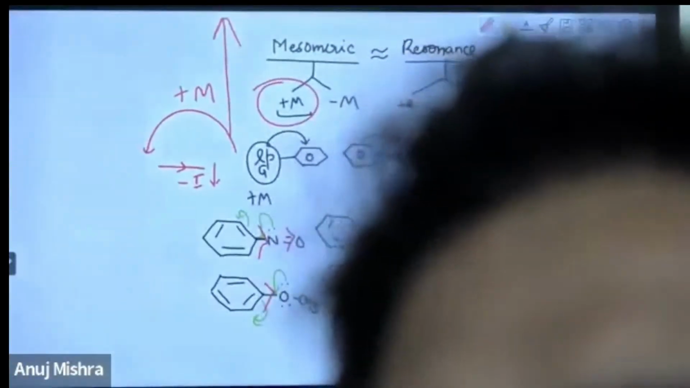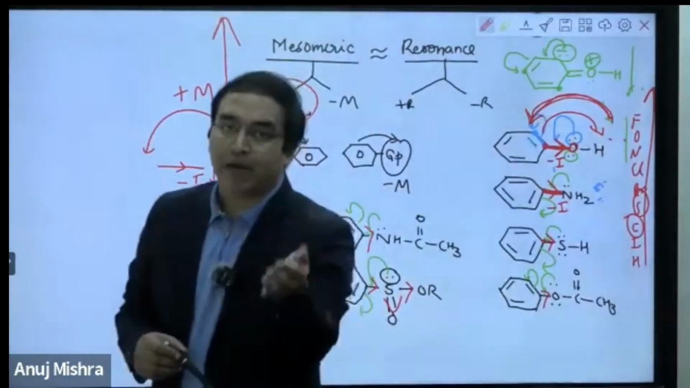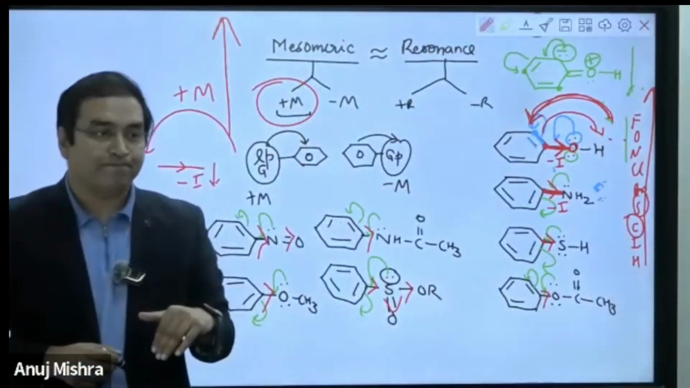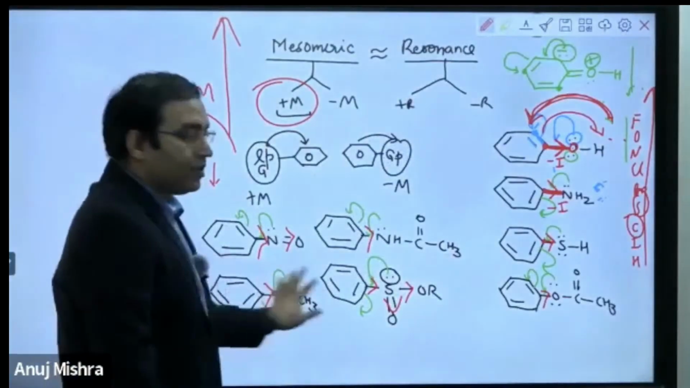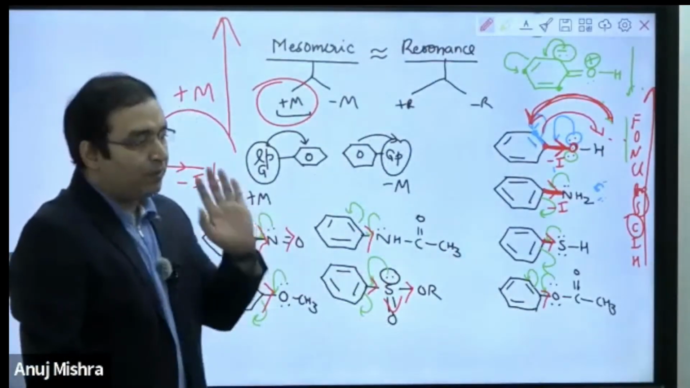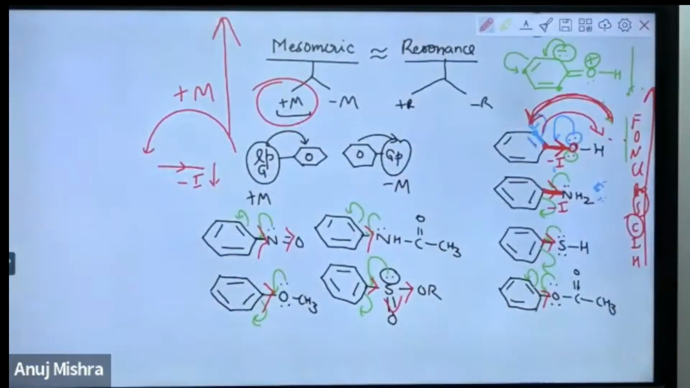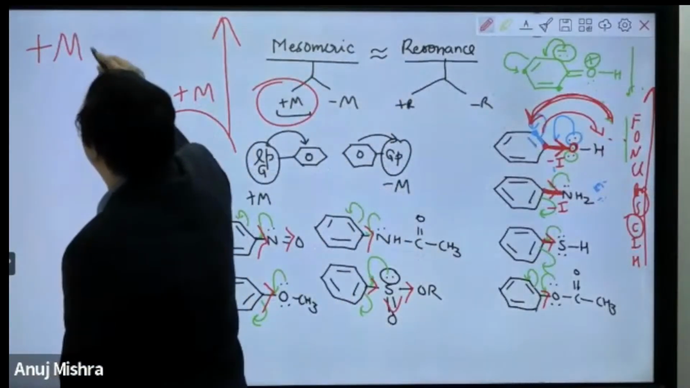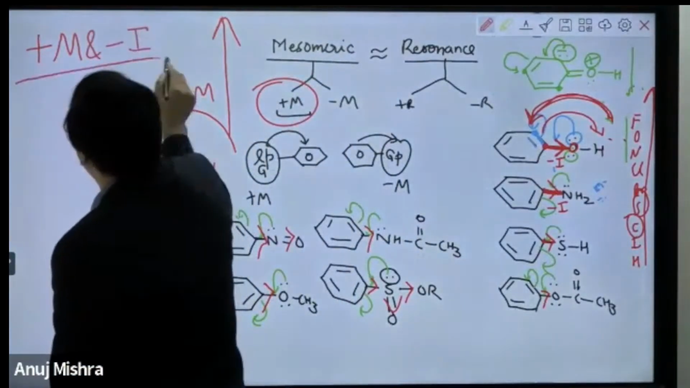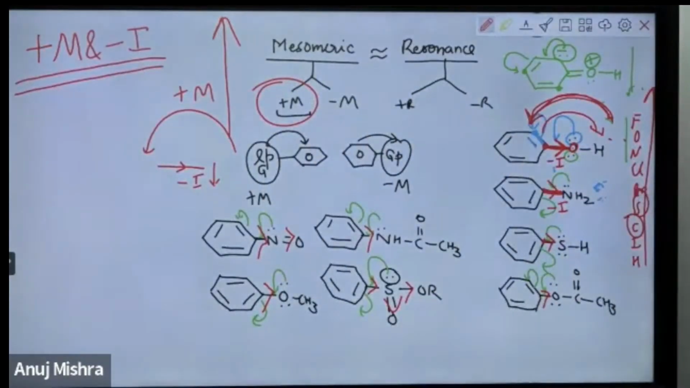So plus M is perfect. Plus M is pushing inside and minus I is pulling it back. Easy. In all these cases, the feature is similar. I hope you understand this. Any problem, please ask. If there is any difficulty till here, ask. Is it clear? Mesomeric effect is clear. Inductive effect is clear. So can you give me an example of a group which has plus M and minus I? What will be your answer? If I ask you, give me an example of groups which are having plus M and minus I.